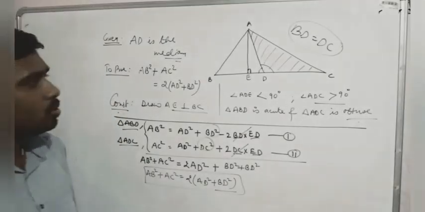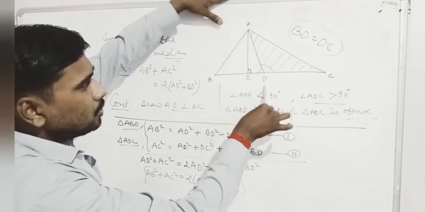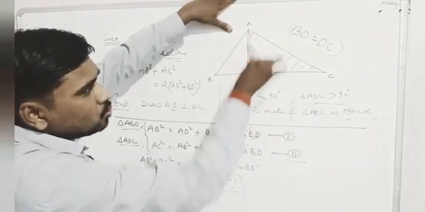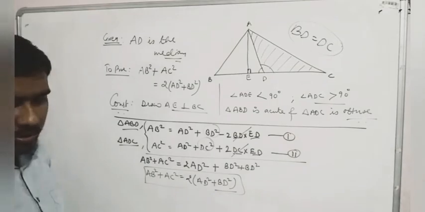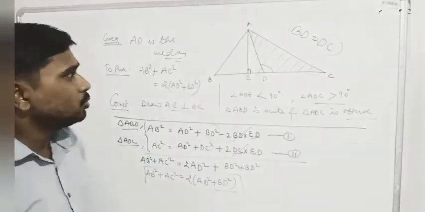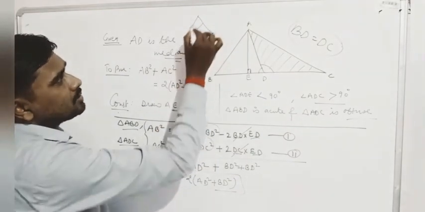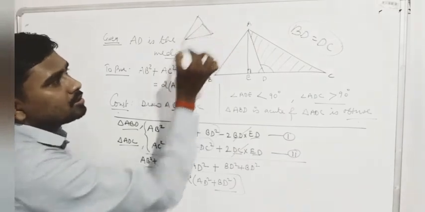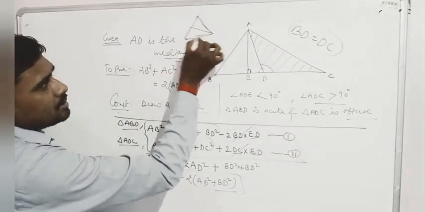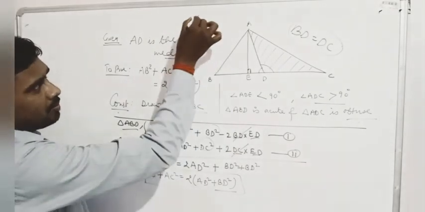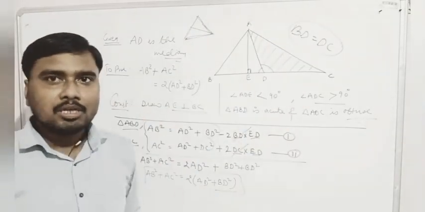So if AD is a median, then this side square plus this side square equals 2 times this side square plus this side square. So it's a simple explanation. That means we can say that suppose here is a median, then this square plus this square is equal to 2 times this square plus this square. So this is the logic. This is the formula of a median.